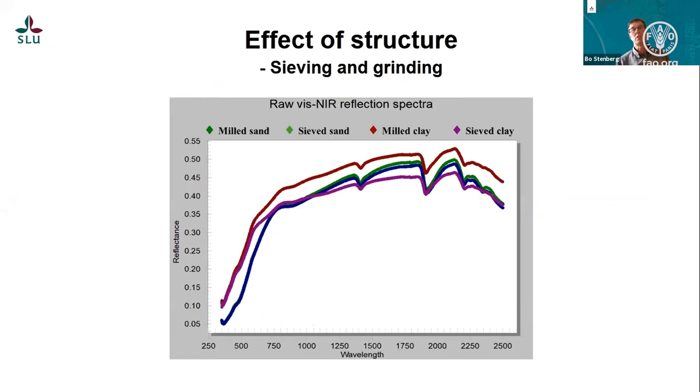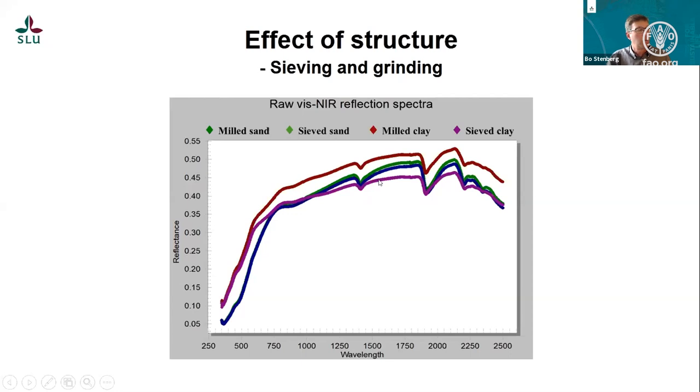So, over to structure, the effect of structure. The two ones in the middle, the blue and the green, are the sand. It's the sieved sand and the milled sand, but there's not really any difference because the sand is a single grain soil, and the ball mill that we used here doesn't really affect that. It might crush some of them, but there's no real effect. While the aggregates in the clay soil go from a quite coarse powder to a very, very fine powder. And what we see here is that the sieved clay with the aggregates intact, small aggregates up to 2 millimeters, they are still there, and we have a lower reflectance.